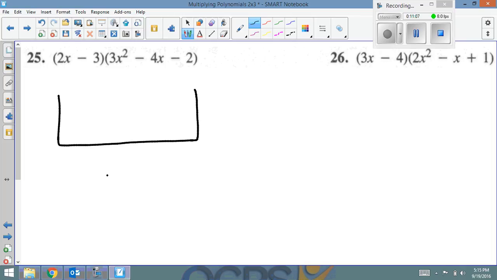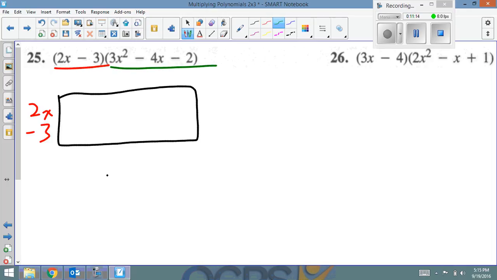Draw ourselves a box. 2x minus 3 goes on this side because that's the smaller one. The bigger one, 3x squared minus 4x minus 2, goes on top.